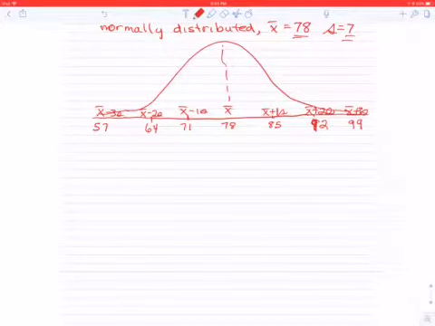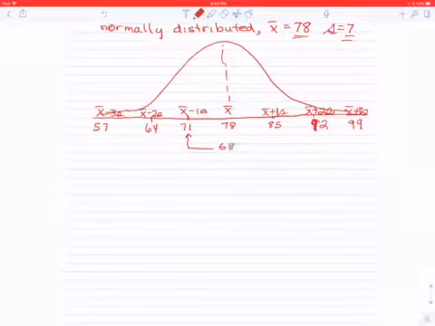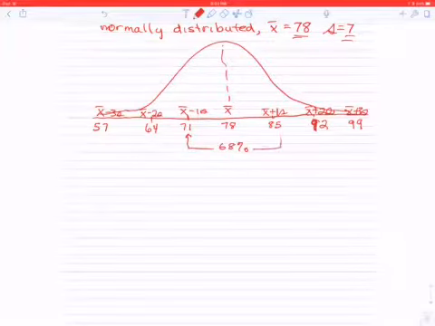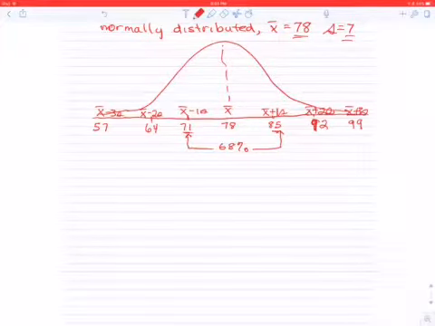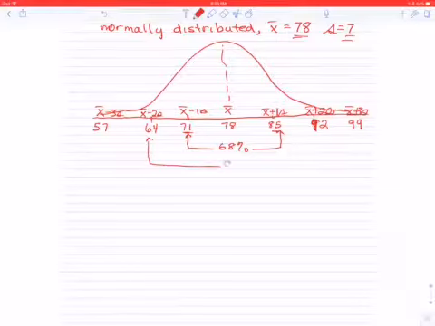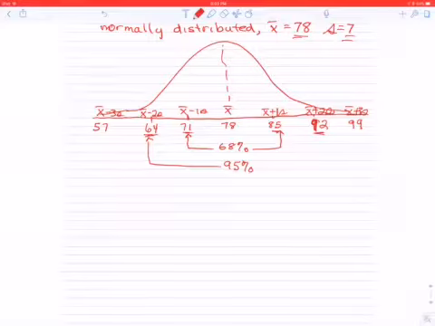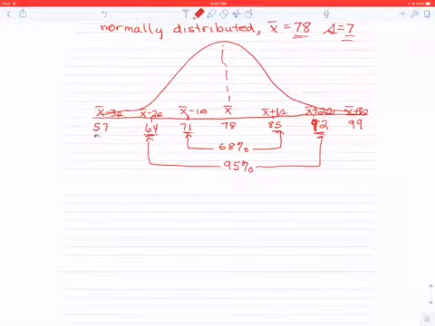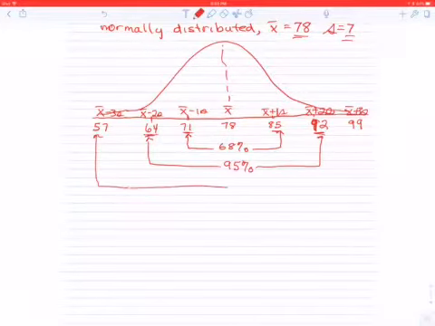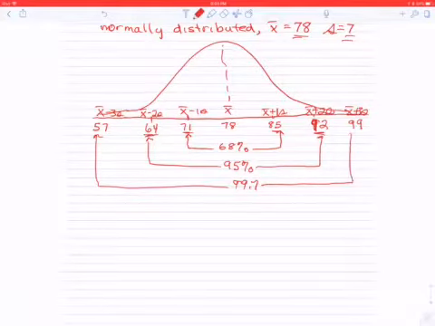Okay, so what we know, because our data is normally distributed according to the empirical rule, is that 68% of the test scores will be between 71 and 85. And we know that 95% of those test scores will be between 64 and 92, within two standard deviations of the mean. And finally, 99.7% of the scores will be between 57 and 99.